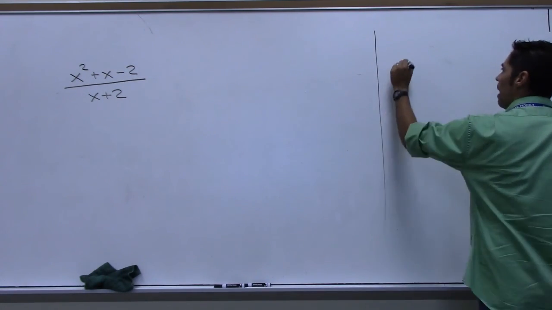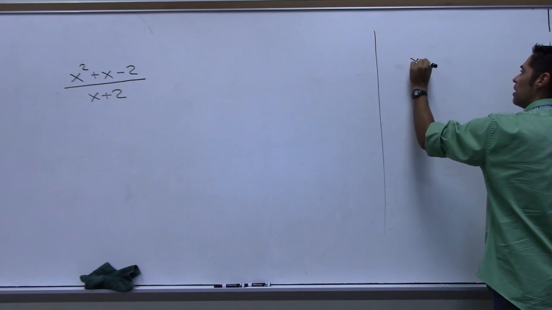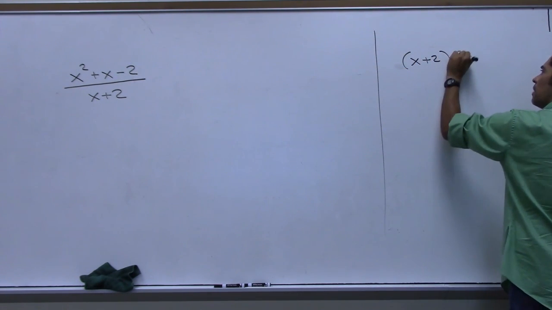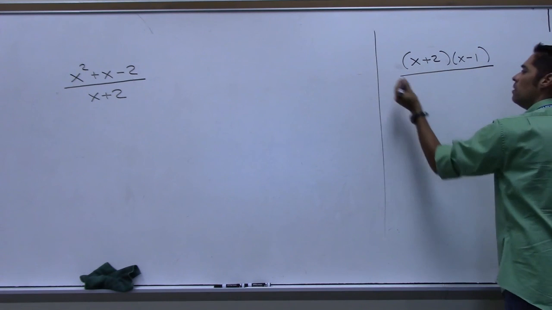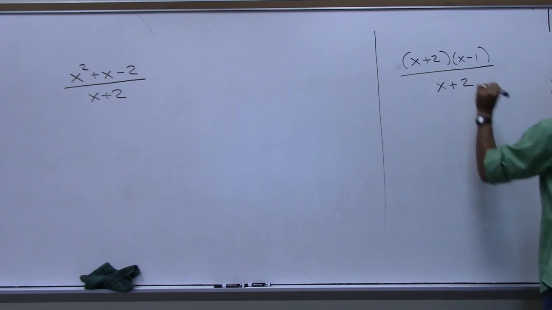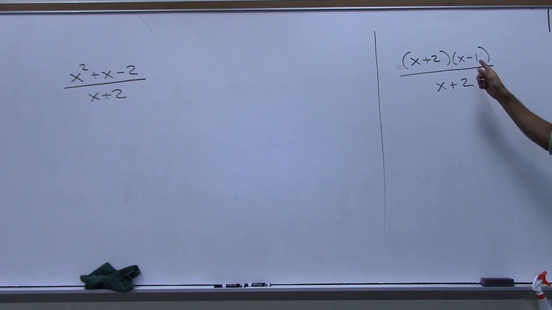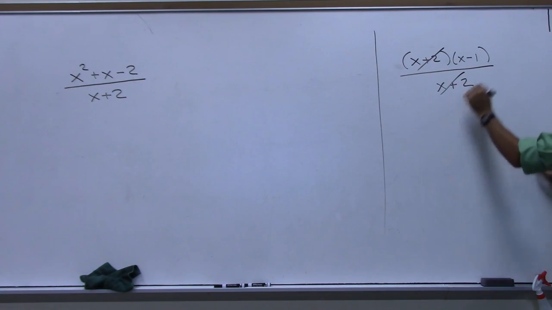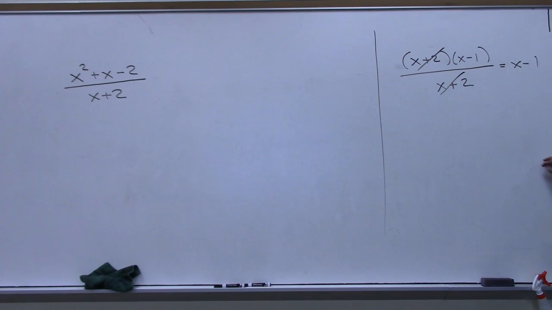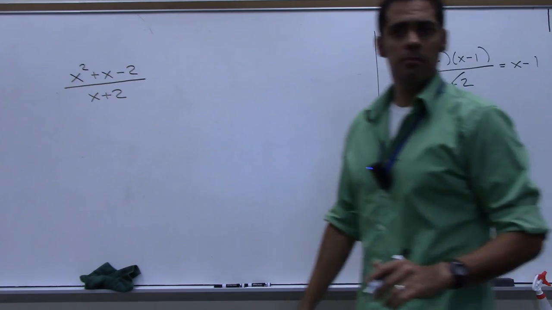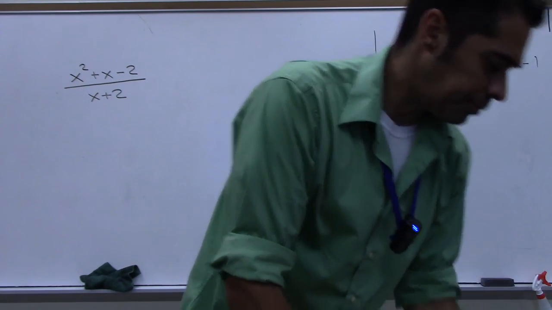If I take the top and factor it, you get x plus 2 times x minus 1, over x plus 2, right? Isn't that what you get if you factor the top? And then these two cancel, and then what's your answer? X minus 1. Yeah? That's what we should get.